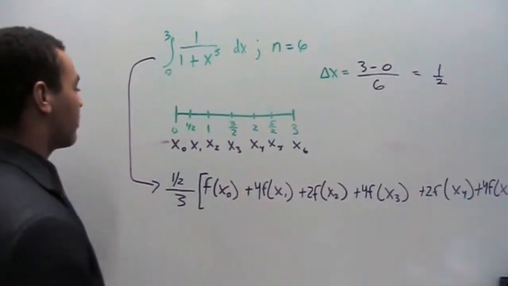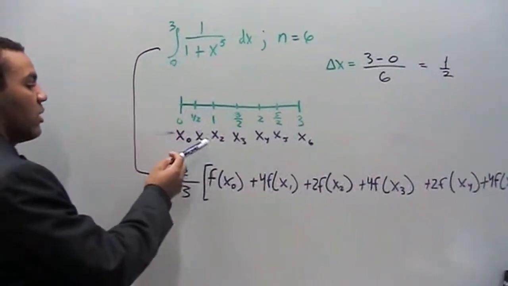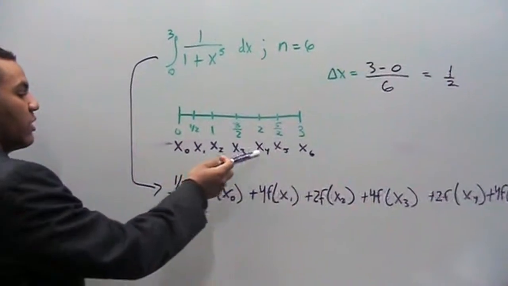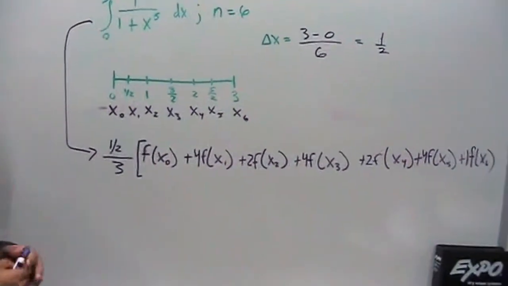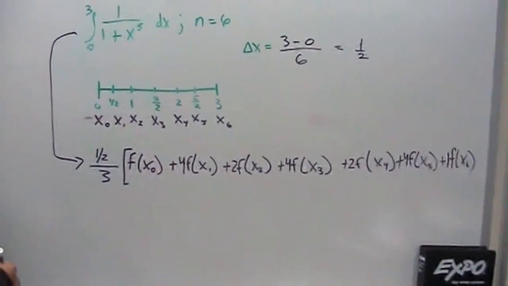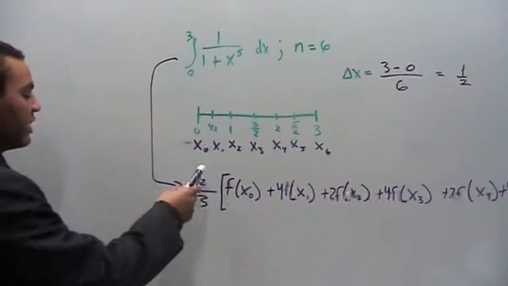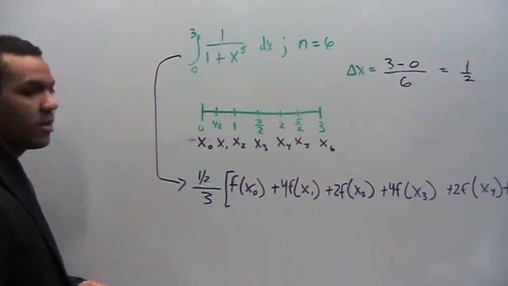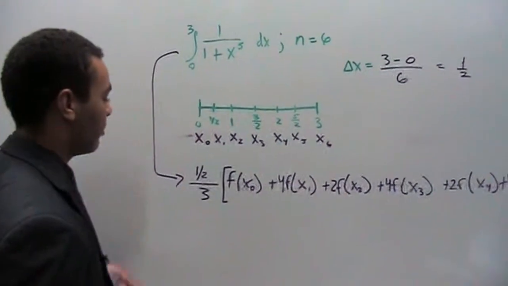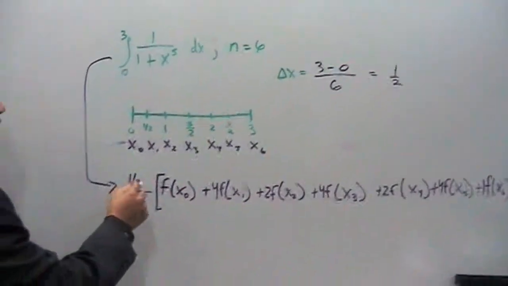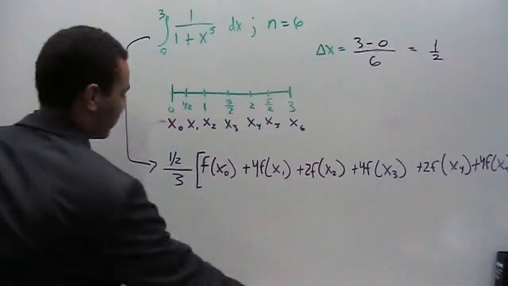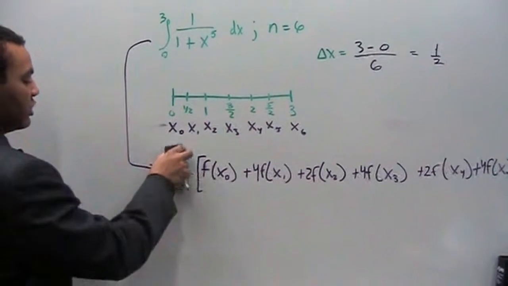And I've marked them down here as x subset 0, x subset 1, 2, 3, 4, all the way to 6. And so now we're ready to begin the problem. So what we're going to do is start with delta x over 3 like we had in our example. So delta x we said is equal to 1/2 over 3, which is also 1/6. So we can go ahead and change that up there.